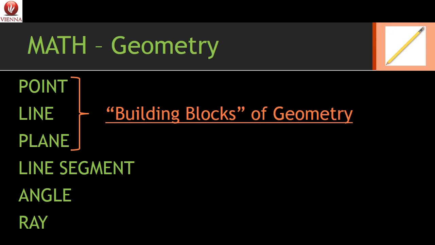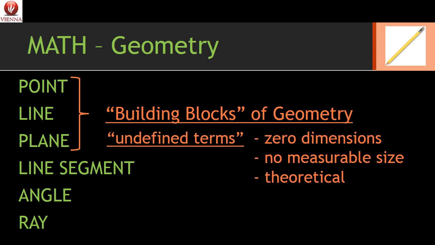The first three, the point, the line, and the plane, are generally considered to be the building blocks of geometry. The line segment and the ray are kinds of lines, and an angle exists in the real world, but these others do not. These others are theoretical in nature. They're not really tangible. They're what's known as undefined terms, and that is to say they cannot be defined in terms of real-world tangible things. So they have 0 dimensions. There's no measurable thickness or size to any of these, and again, they are theoretical.